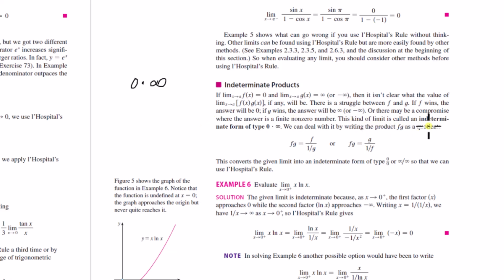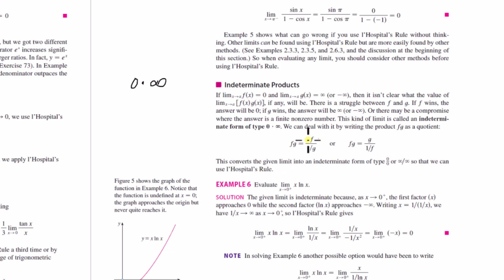This kind of limit is called an indeterminate form of type 0 times infinity. We can deal with it by writing the product f times g as a quotient. So if you have f times g, where the limit of f is going to 0 and g is going to infinity or vice versa, you write it as a quotient, f divided by 1 over g, or g divided by 1 over f. And what does that do? That converts it into an indeterminate form of type 0 over 0 or infinity over infinity so that you can use L'Hopital's rule. That's it.